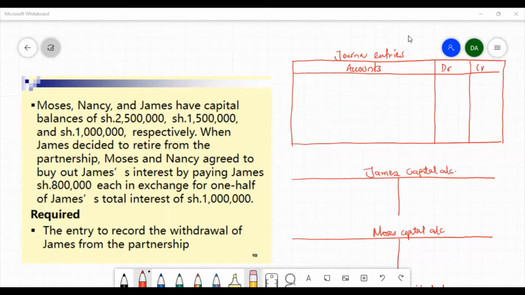That is a total of 1.6 million, which comes from Moses and Nancy respectively at 800,000 each. Why are they compensating 1.6 million in exchange for 1 million? The difference between the two figures is known as a bonus.